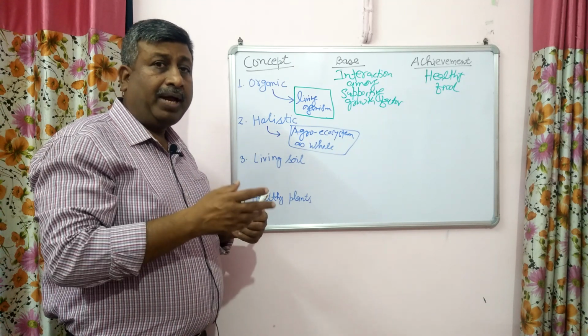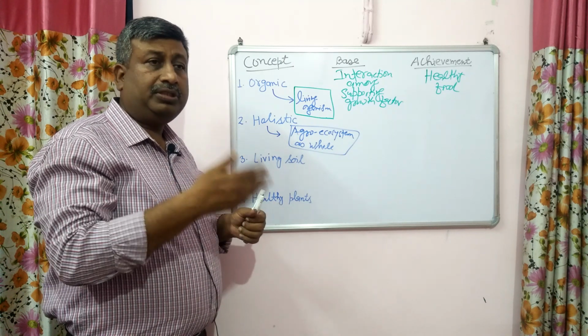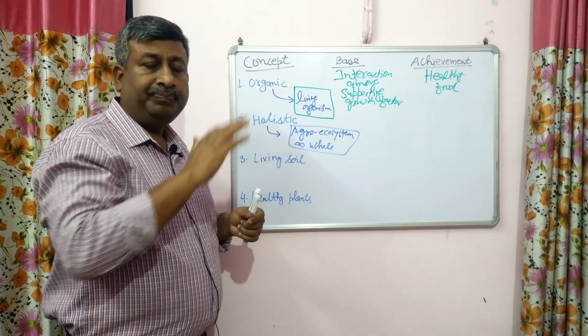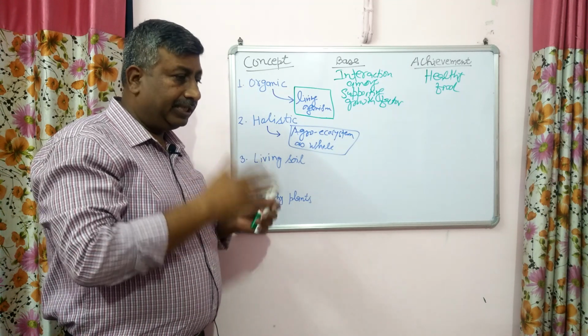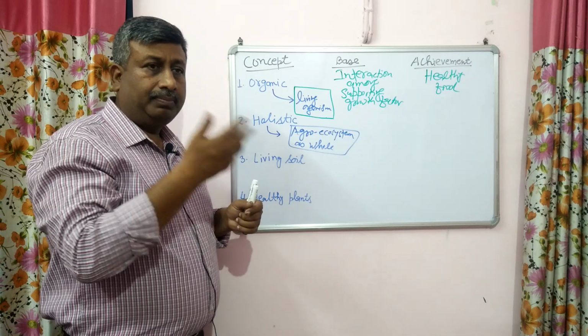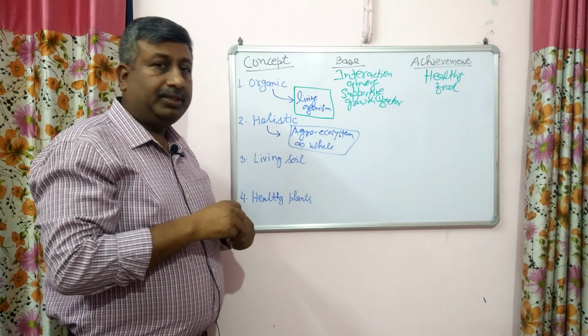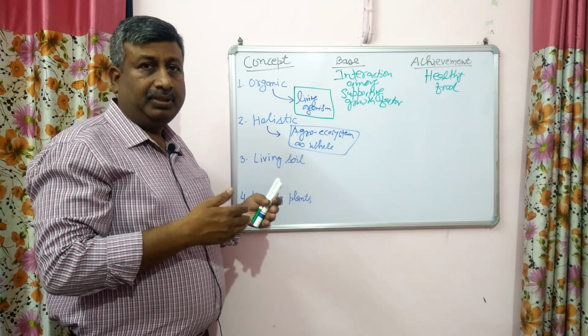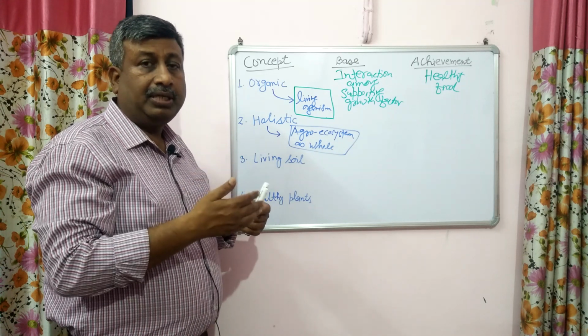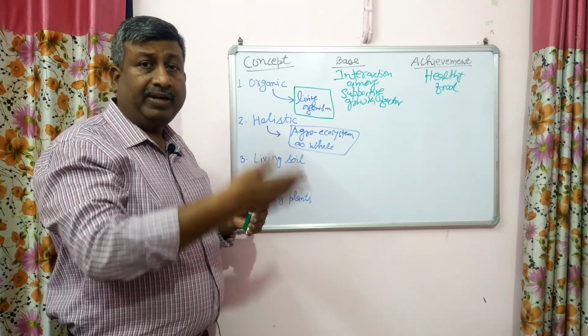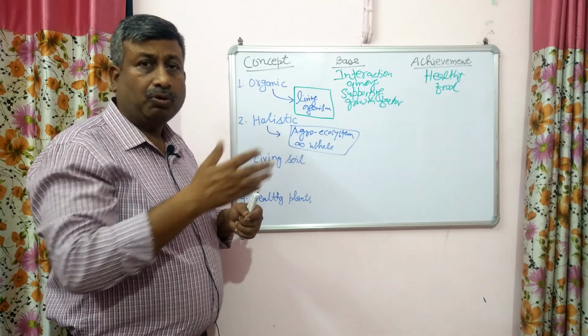Suppose we are applying a nutrient, so this nutrient also affects the other area. If we are applying a means of disease resistance or disease prevention, certainly it affects the other part or other crop also.